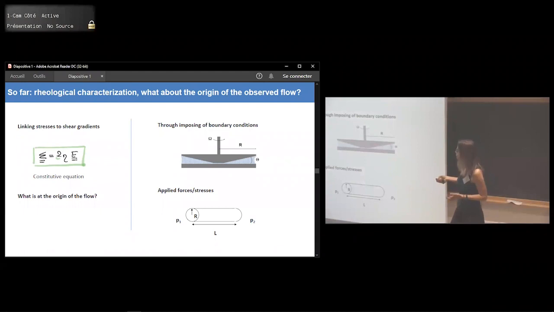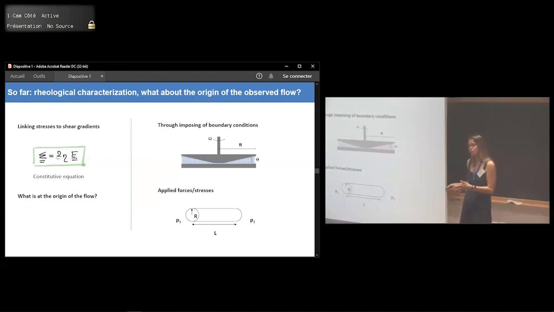And typically to create a flow, either we impose a boundary condition, and we have actually discussed this already quite a lot about local friction and the fact that normally, if you don't have slip, you have a zero velocity boundary condition here, so you can impose flow, for example, by having a device where the upper part would rotate. But of course, you can also impose flows by applying forces or stresses directly to the system, like by applying, for example, a pressure difference in a capillary tube between the inlet and the outlet.